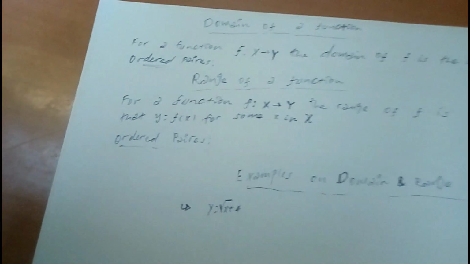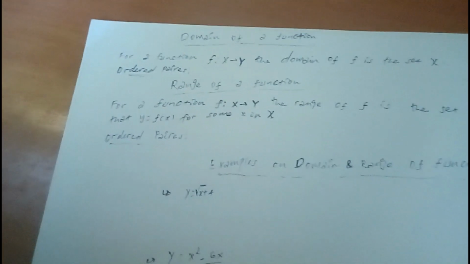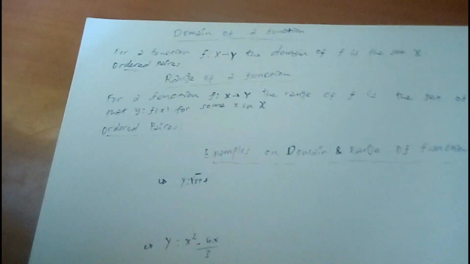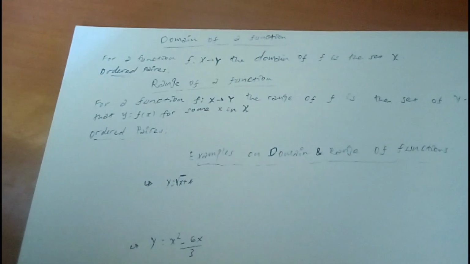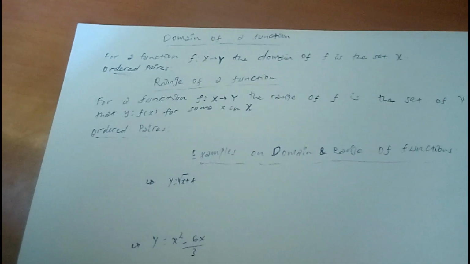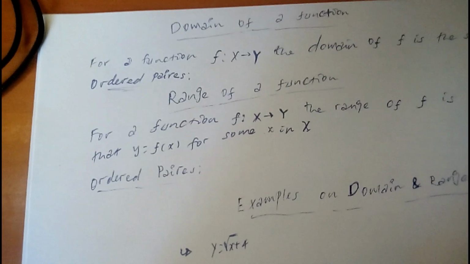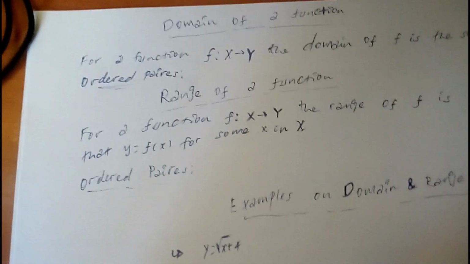The next point is the domain and range of a function. For a function f from X to Y, the domain of f is the set X of ordered pairs. Here, the other concept is the domain and range of functions. Find our final concept.